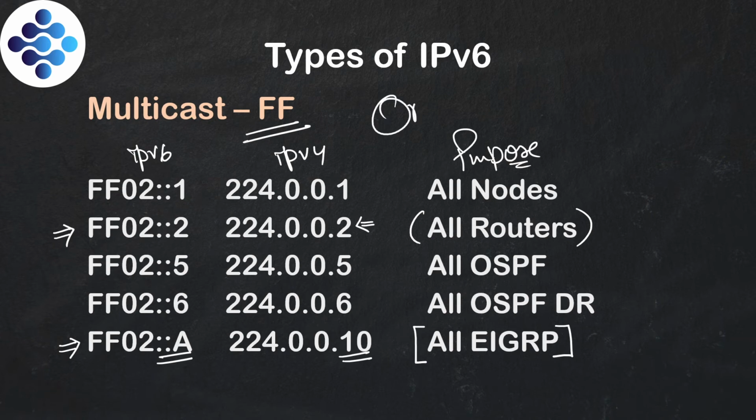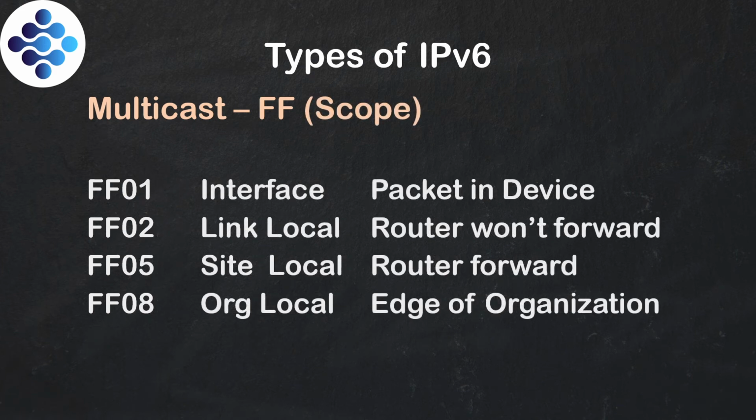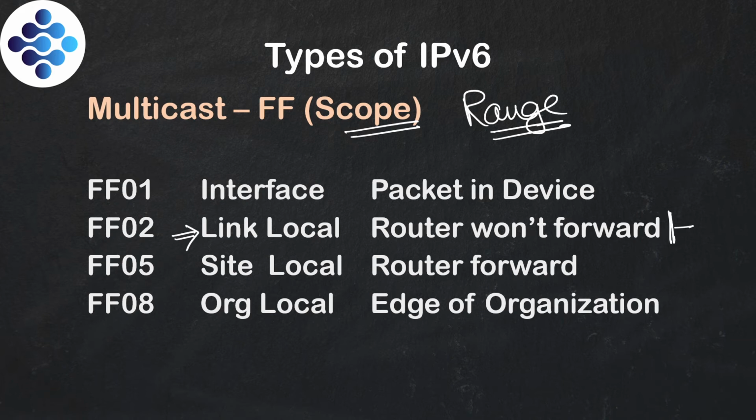Multicast is one to a specific group, right? Now in multicast there are some scopes also. Scope means range: till what point this multicast should act. So let's say when we talk about FF01, it is just up to the interface. That means the packet will remain in the device only. Let's say when it is FF02, it is link local. That means the router won't forward the packet. It will remain till it reaches the router, right? So that way FF05, FF08.